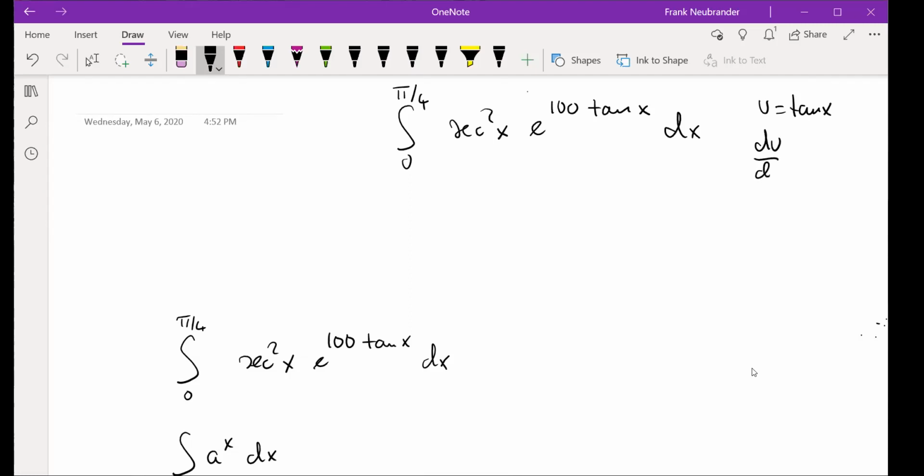Then du dx is secant squared. And if you plug this in, now you get what? If x is 0, tangent of 0 is 0, then u is 0. If x is pi over 4, the tangent of pi over 4 is 1. So x goes from 0 to pi over 4, then tangent x goes from 0 to 1, so u goes from 0 to 1. Secant squared dx is the same as du. Changing tangent x to u, you have e to the 100 u du.